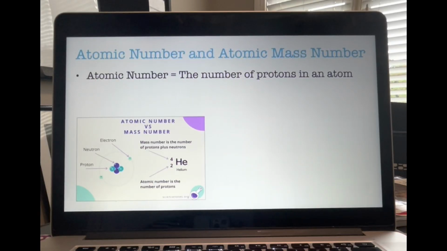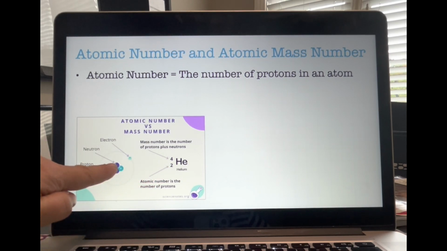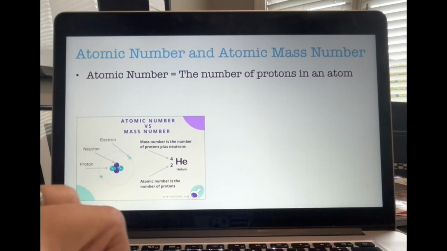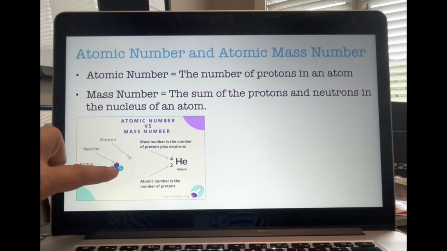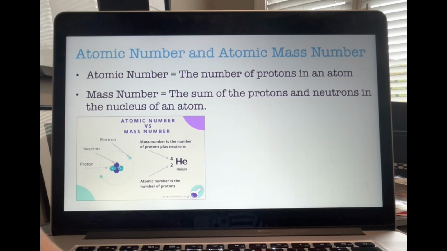So a quick review, the atomic number is the number of protons in an atom. So again, the atomic number is the number of protons. There are 2 protons. It's helium. It has an atomic number of 2. The mass number is the sum of the protons and the neutrons in the nucleus. So we have 2 protons, 2 neutrons. So the mass number is 4.